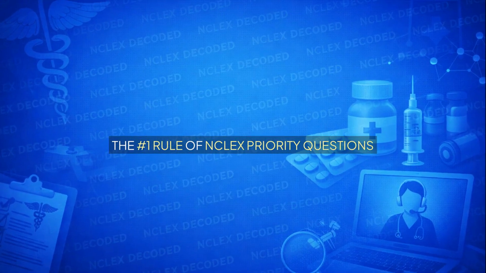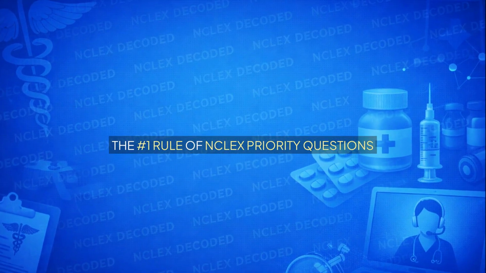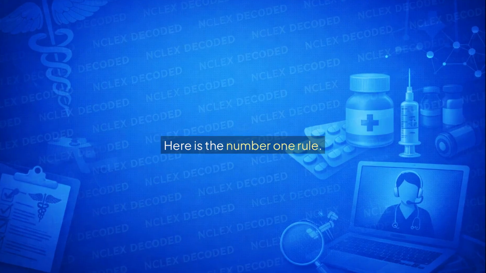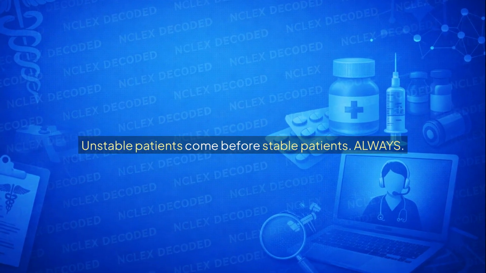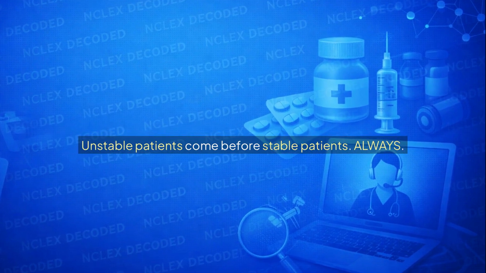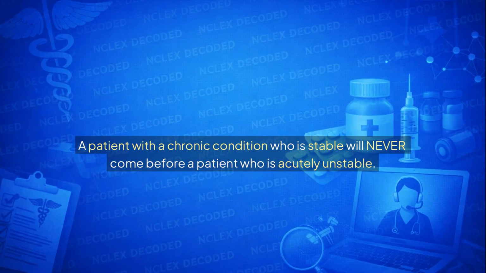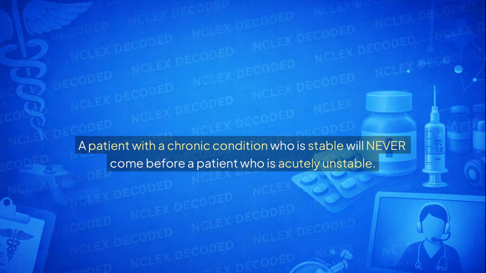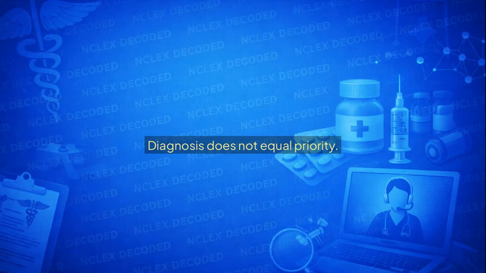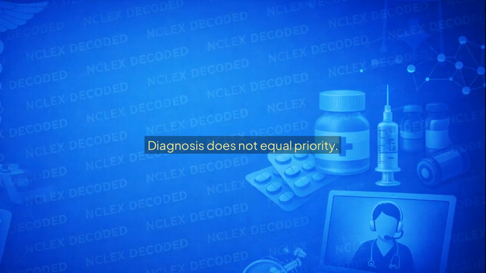The number one rule of NCLEX priority questions. Here is the number one rule. Unstable patients come before stable patients. Always. A patient with a chronic condition who is stable will never come before a patient who is acutely unstable. Diagnosis does not equal priority.